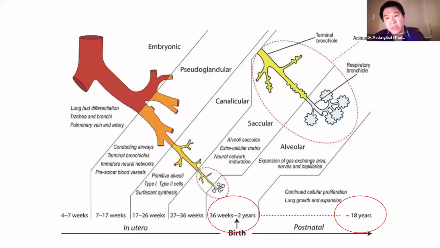So even if we need to do a lung resection, if we do it before 2 years, the lung can grow back and continue to fill the space. Even after 2 years, the cells continue to proliferate, and the lung can grow and expand more, up to 18 years old.